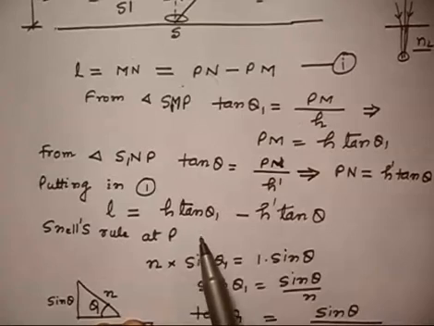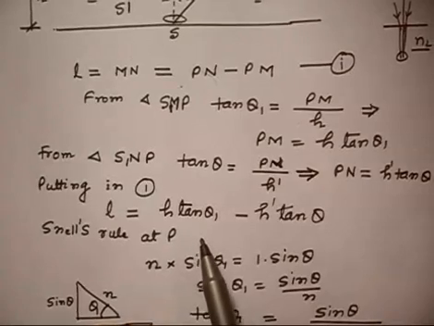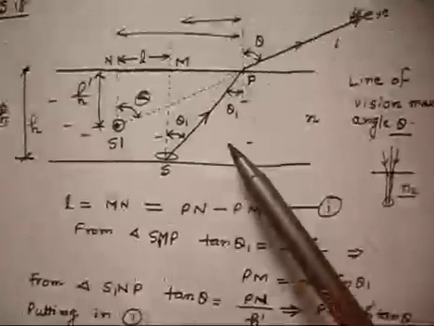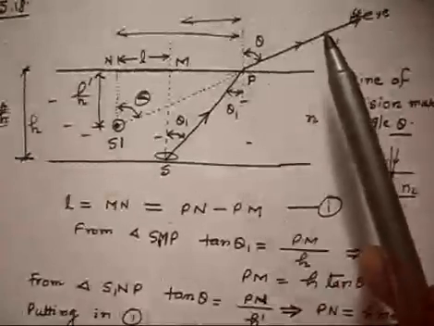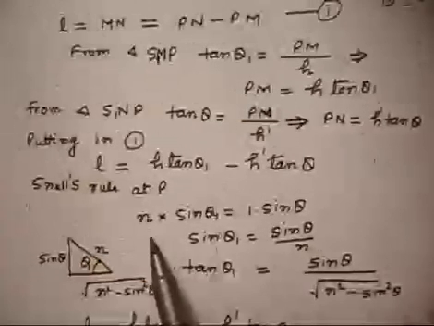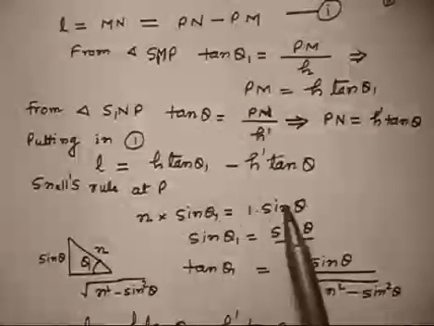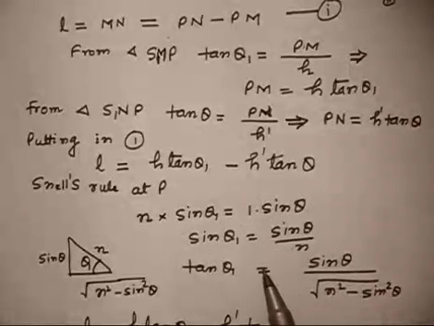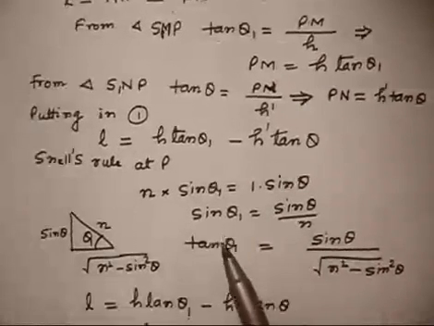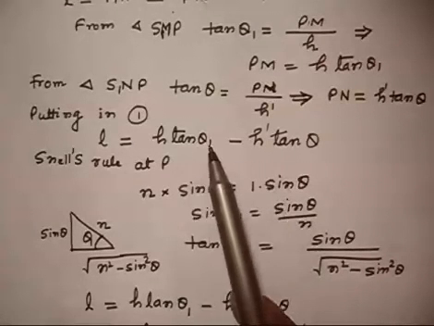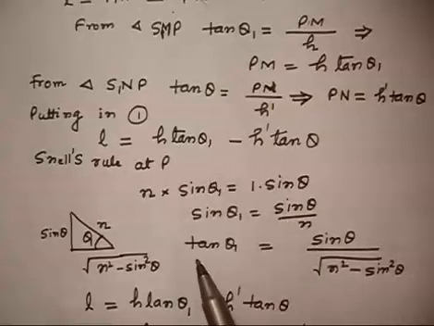Now theta is known, but theta 1 is not known. So I can find theta 1 using Snell's law. I can apply Snell's law at point P. So I can write n sin theta 1 is equal to 1 into sin theta. So sin theta 1 is sin theta by n. Now if I know sin theta, I can find tan theta. Why am I interested in tan theta 1? Because here I have tan theta 1, so I need tan theta 1.